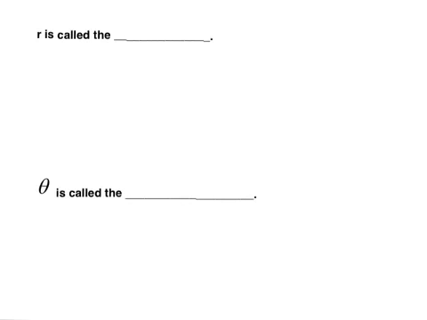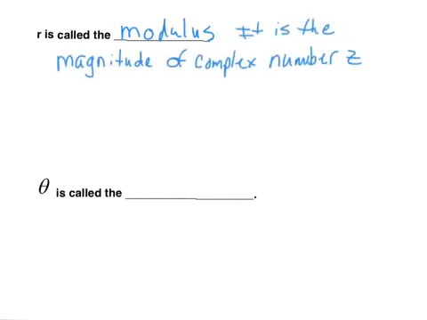Now we have fancy names for the radius and angle when we talk about polar coordinates. r is called the modulus. And that's the absolute value of the complex number. So let me show you that. We also say that it is the magnitude of complex number z. So that's what this looks like.